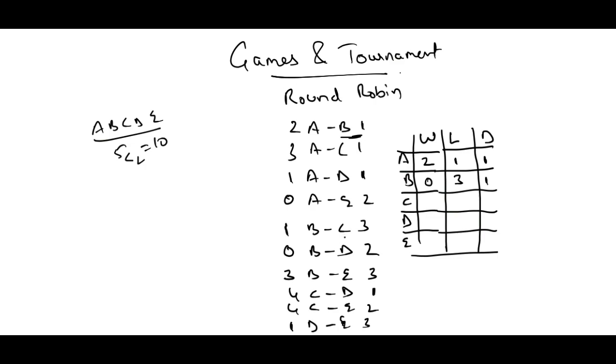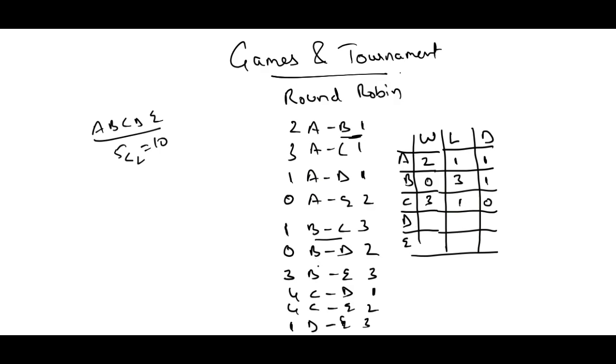Coming to C, C has one loss against A, C has a win against B, C has a win against D and E. So C has three wins and one loss. So it won't be having any draw.